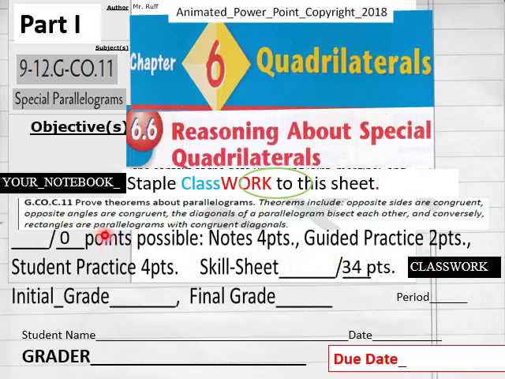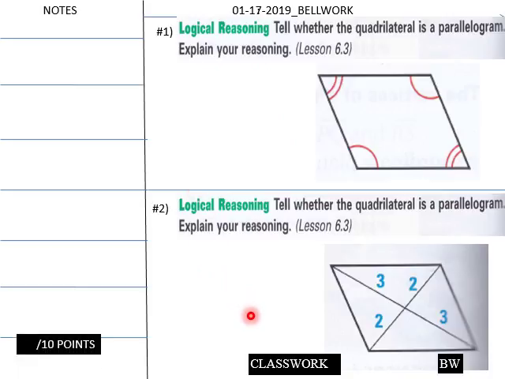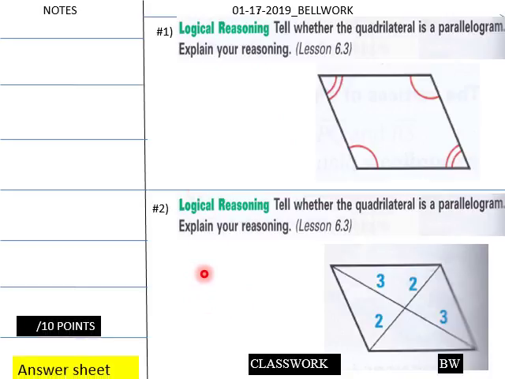0 points of notebook. Today, teachers, for your bell work, tell whether the quadrilateral is a parallelogram. Explain your reasoning, students. Tell whether the quadrilateral is a parallelogram. Explain your reasoning, students. I'll give you 5 minutes.